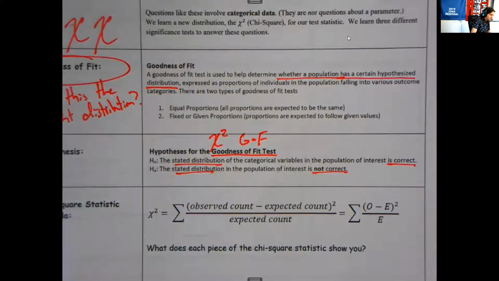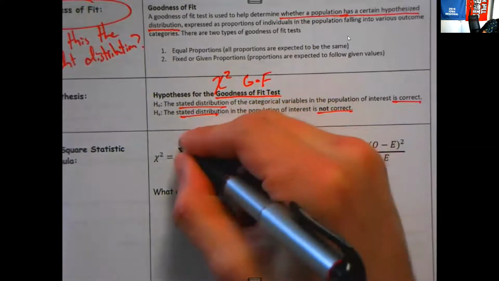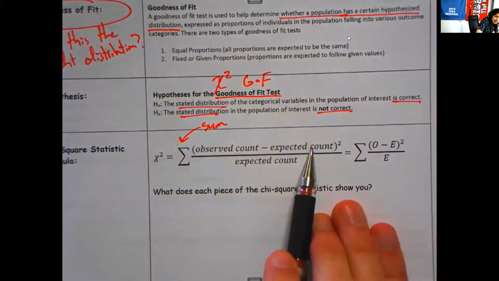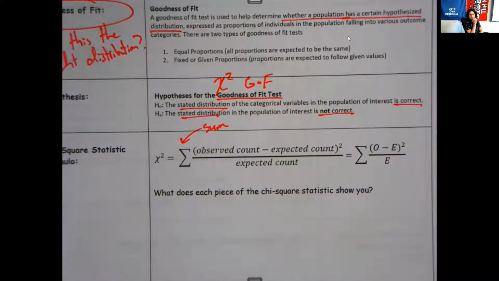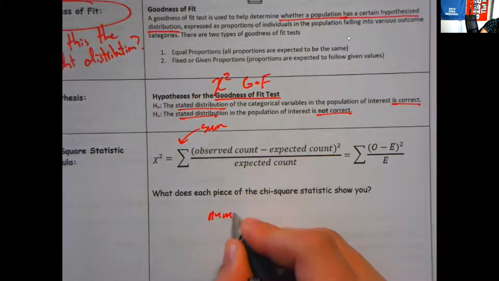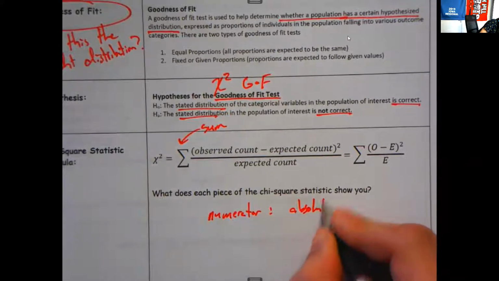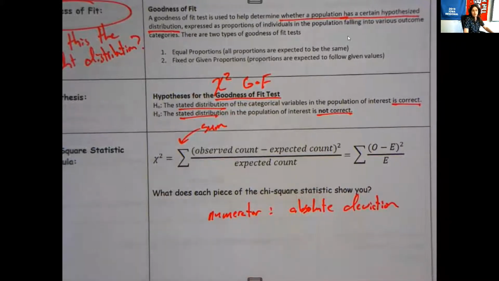So what is this chi-square thing? Here's your chi-square statistic. How do we find it? We add up, remember this big sigma means we sum, the observed count minus the expected count, squared, divided by the expected count. That's the squared deviation from what we expected. So what does each part of the chi-square statistic show you? The numerator is kind of like the absolute deviation. And then when we square it, that's going to make it positive.